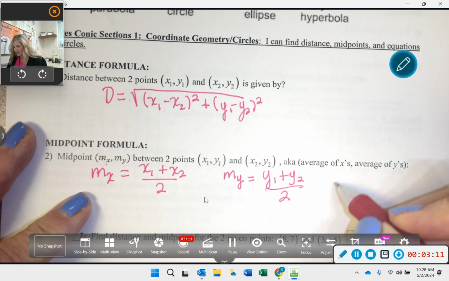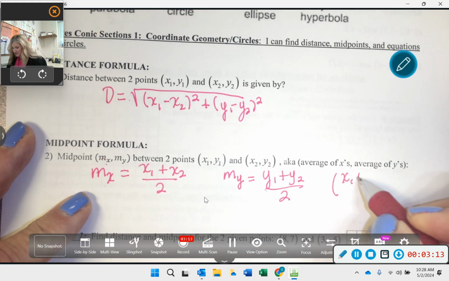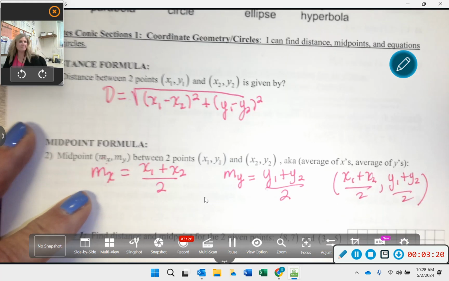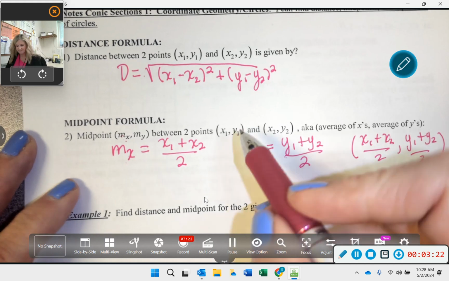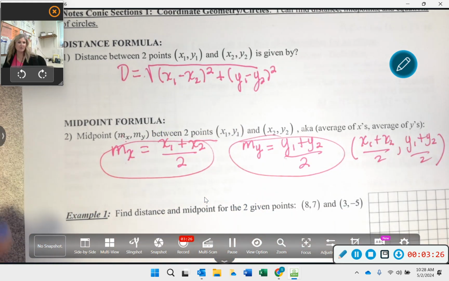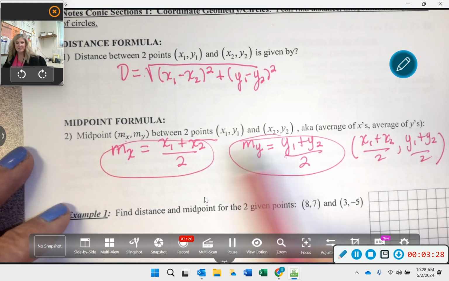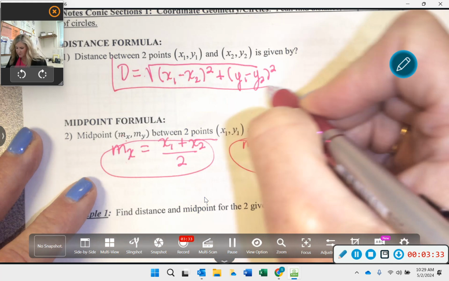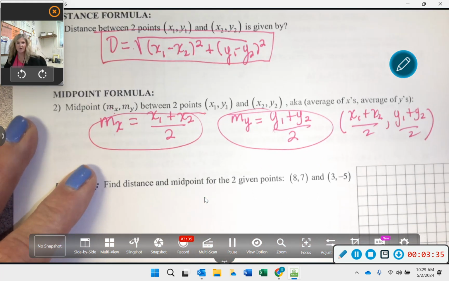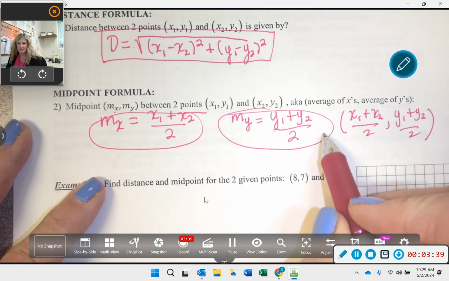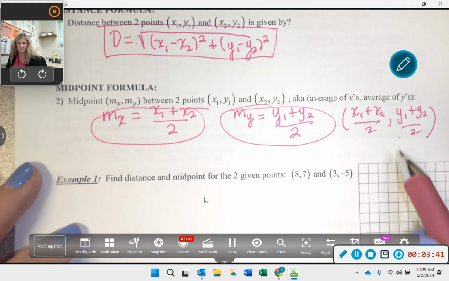So most of you probably learned this last year. You probably had it written like this, right? All together as one. But I like to write it like this because of some work we're going to do a little bit later. This form's going to make those problems a little bit easier. So for distance, we can use this. I'm also going to show you another more intuitive way. For midpoint, I'd like you to use this way, but this is also acceptable.